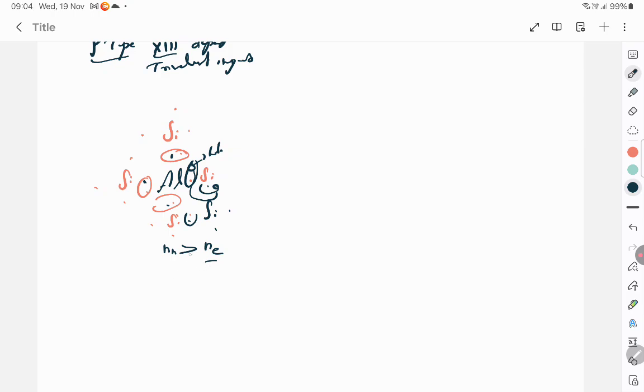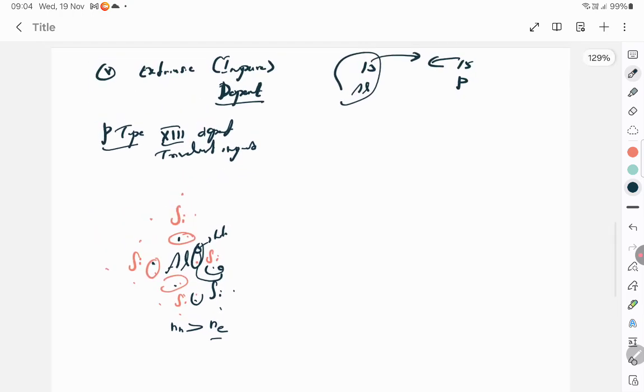Can you see? So that's why the number of holes is greater than the number of electrons in this. Since this hole is able to accept an electron, we can call it an acceptor impurity. You should write those reasons why it's called acceptor impurity.